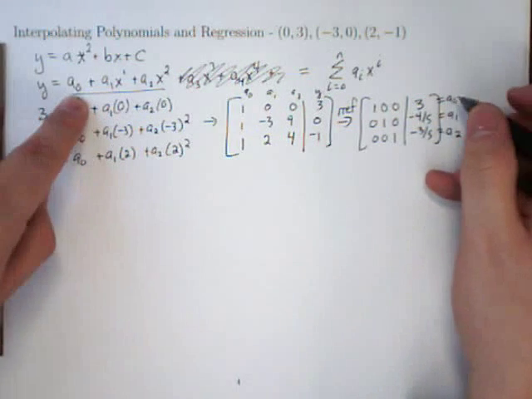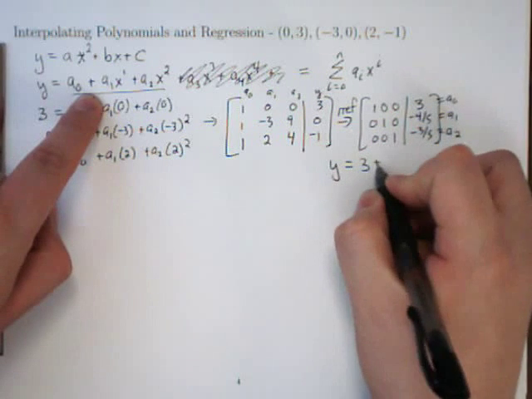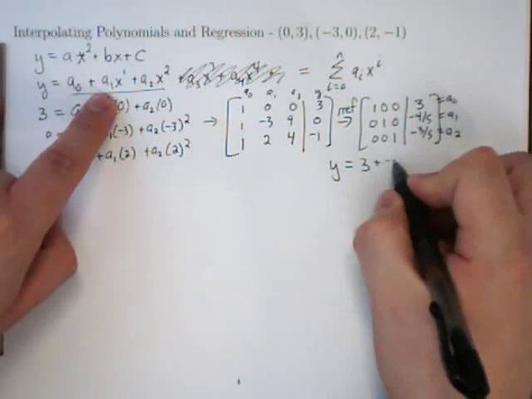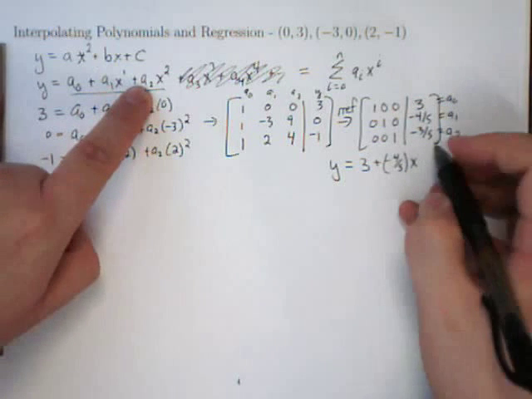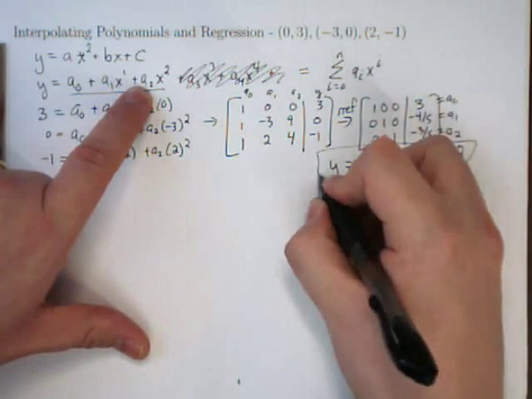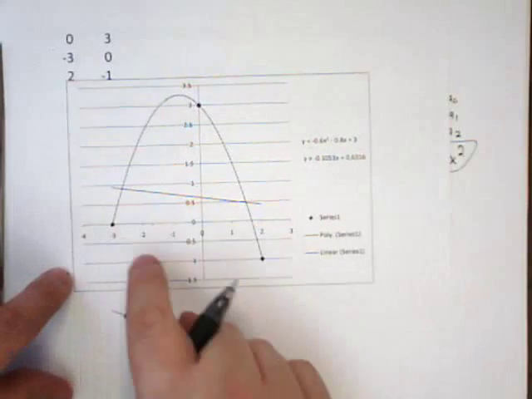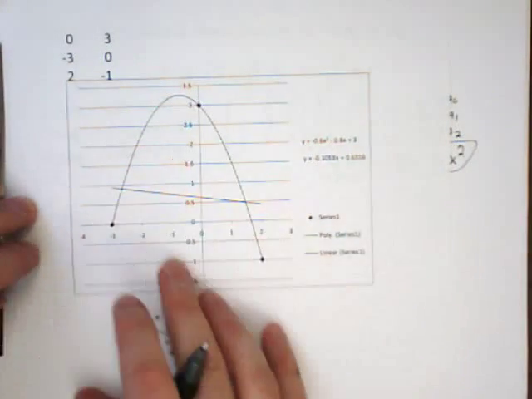Well, this is a naught, this is a1, and this is a2. So a naught is the first number. I'm going to just write y equals 3 plus the next number, negative 4/5 x, and then the next number, negative 3/5 x squared. We just found the parabola we were after right here. And now the next question is, how do we get the line?